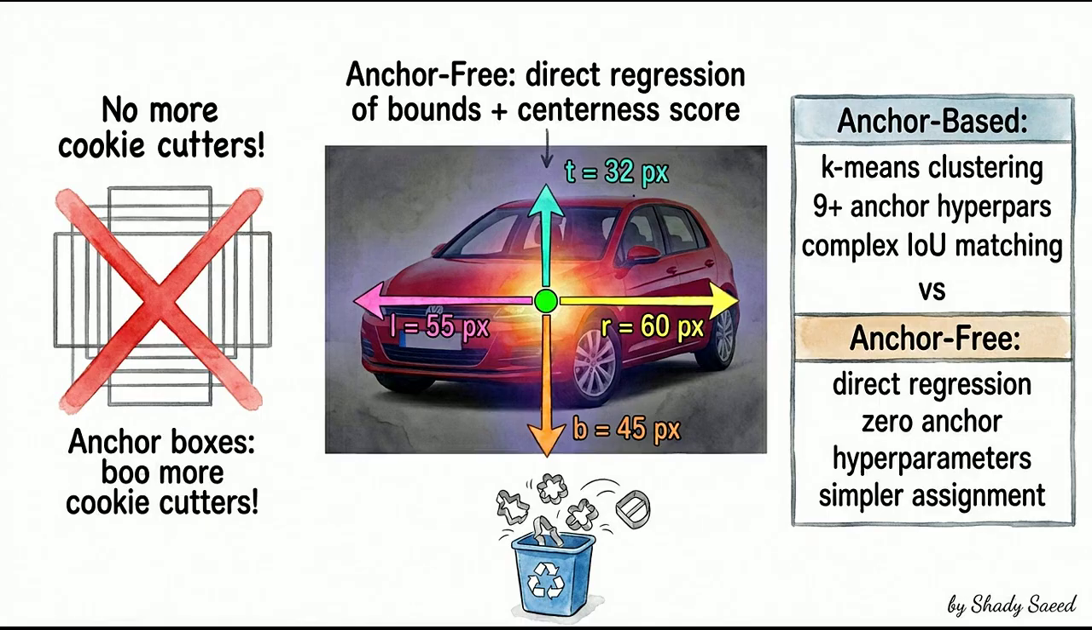Remember the cookie cutters. Anchor-free detection throws them away entirely. Instead of adjusting templates, the network directly predicts distances from each point to the 4 edges of the box. Point at an object's center and say, top edge is 30 pixels up, bottom is 50 down, left is 20 left, right is 40 right. Simpler, fewer hyperparameters, no k-means clustering needed.